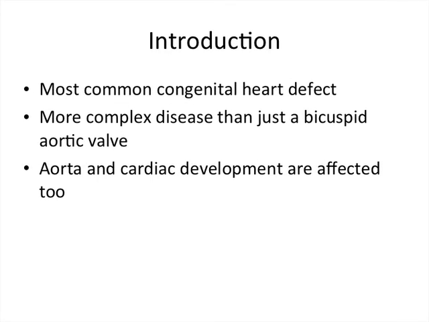Bicuspid aortic valve disease is the most common congenital heart defect, with a prevalence estimated from 0.5 to 2%. There is also a male predominance of approximately 3 to 4 cases to every 1 female case. The disease is more complex than simply the bicuspid aortic valve itself. While the pathophysiology of bicuspid aortic valve disease is not completely understood, the disease involves not only the aortic valve, but the aorta and heart from a genetic and developmental perspective.